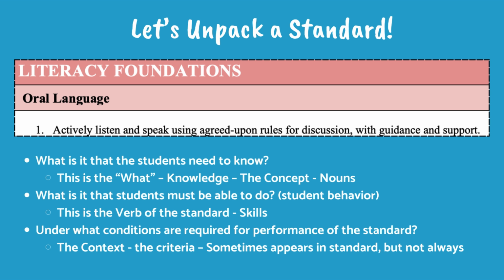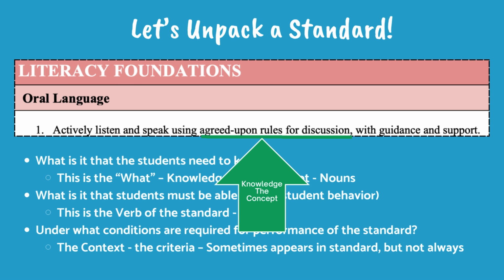Let's unpack a standard. Take a look at this kindergarten ELA standard. Students will actively listen and speak using agreed upon rules for discussion with guidance and support. To unpack this standard, we'll ask ourselves 3 questions. What is it that the students need to know? What is it that the students must be able to do, or the student behavior? And under what conditions are required for the performance of this standard, if that's stated explicitly?